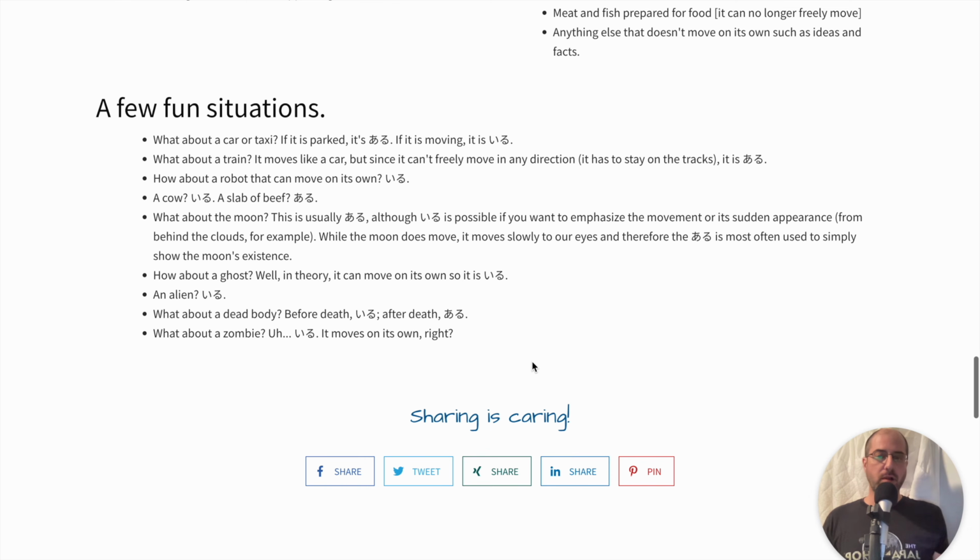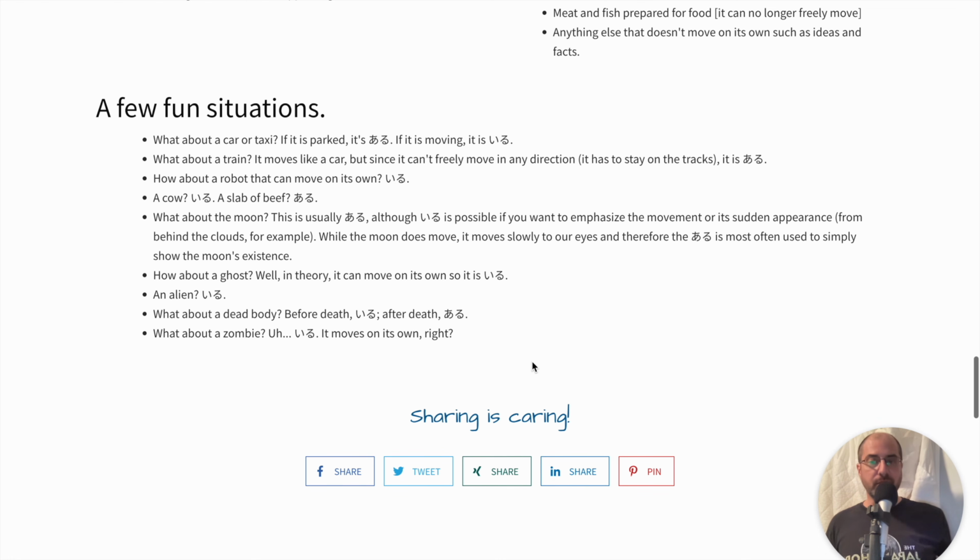And a robot, well, I already mentioned our robot in the backyard, as well as a Roomba. It can move, and it can appear, for example, if you see the Roomba suddenly appear from the other room, then it could be iru. Or it could be aru, depends on the person. But because it moves on its own, iru is okay. Okay, what about a cow? Well, it's a living creature that can move, right? So it's going to be iru. But a slab of beef, aru.